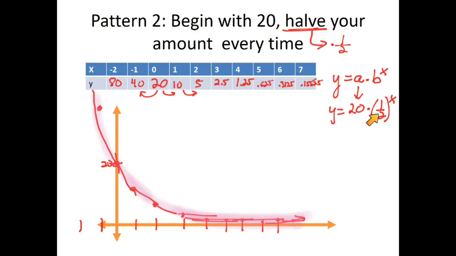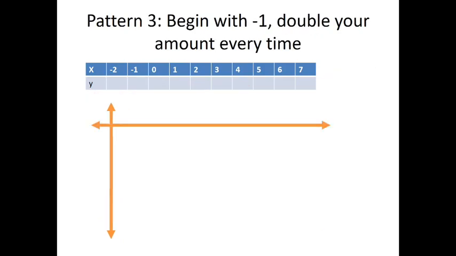So our main idea here is recognize that when you multiply by 1/2, our graph's going to look this way. We're going to decrease as x gets bigger. Two more graphs. We're going to keep rolling. Now we're going to start with -1, and we're going to double every time.